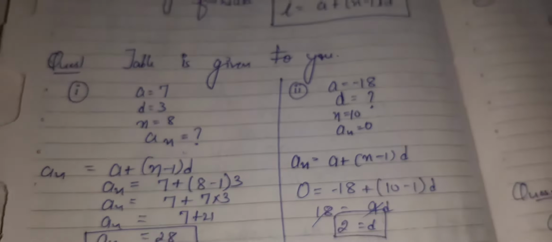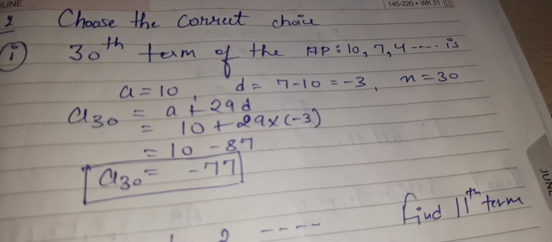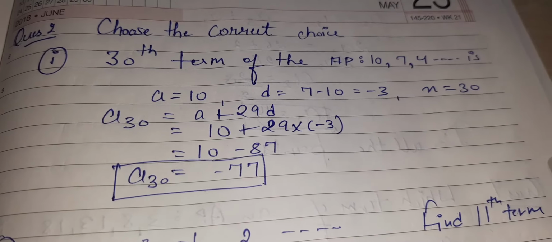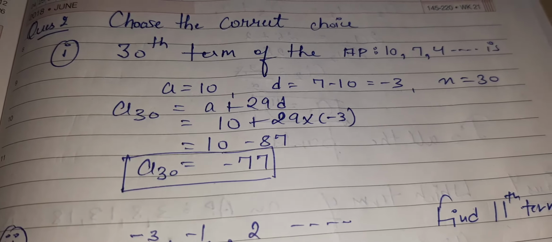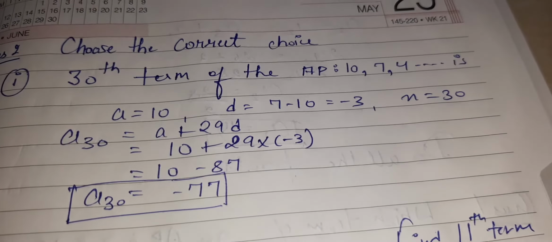Question number 2, choose the correct choice. First of all, you have to solve it, then only you can choose the correct choice. The 38th term of the AP 10, 7, 4, dash dash, is. 38th term means n is equal to 38. That means a is 10, d is 7 minus 10, which is minus 3, because it is a_2 minus a_1. n is equal to 38. We have to find the 38th term.